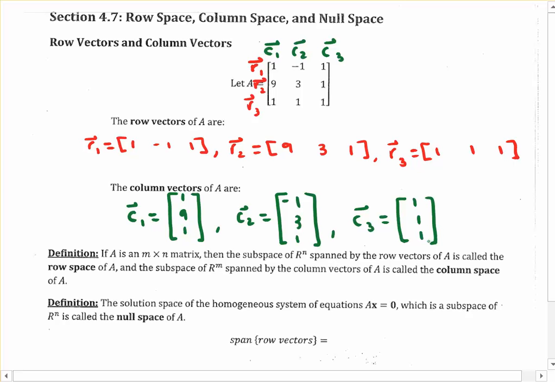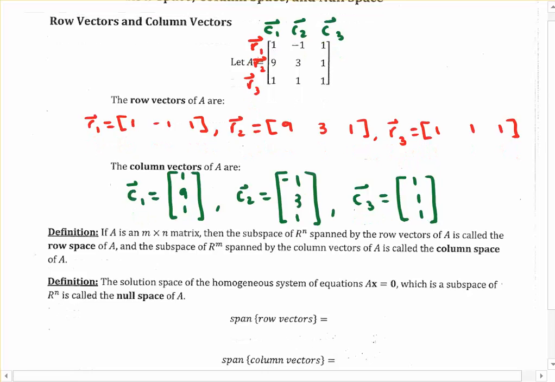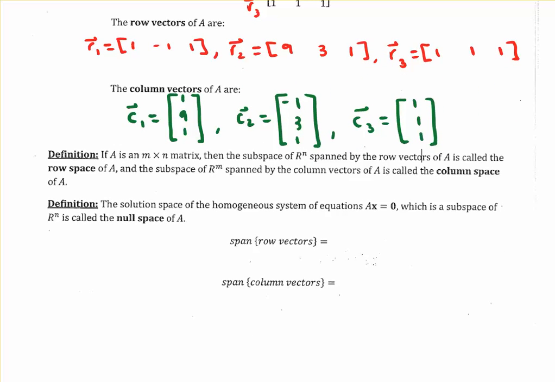So why in the world are we doing something like this? Well, it's to form some special spaces. So a few definitions are in order, and then I'll show you some bougie notation for them. First definition, if A is an m by n matrix, so we're not just confined to square matrices here, then the subspace of Rn spanned by the row vectors of A is called the row space. The subspace of Rm spanned by the column vectors of A is called the column space of A.